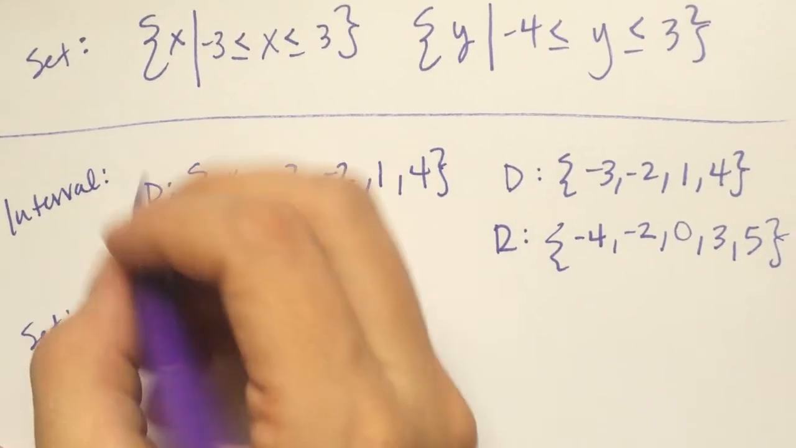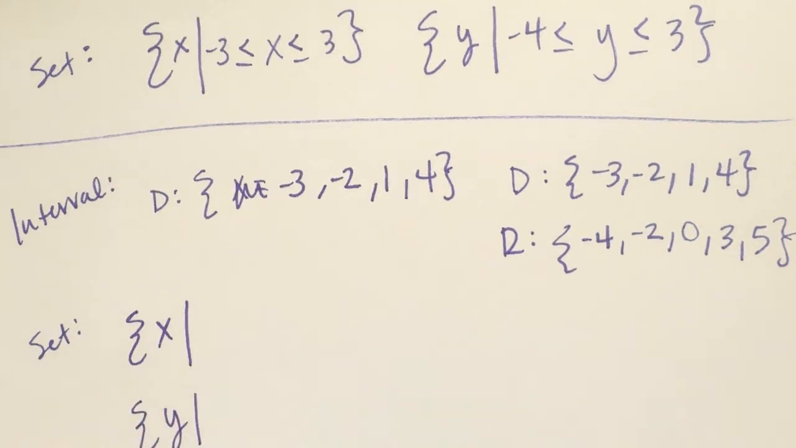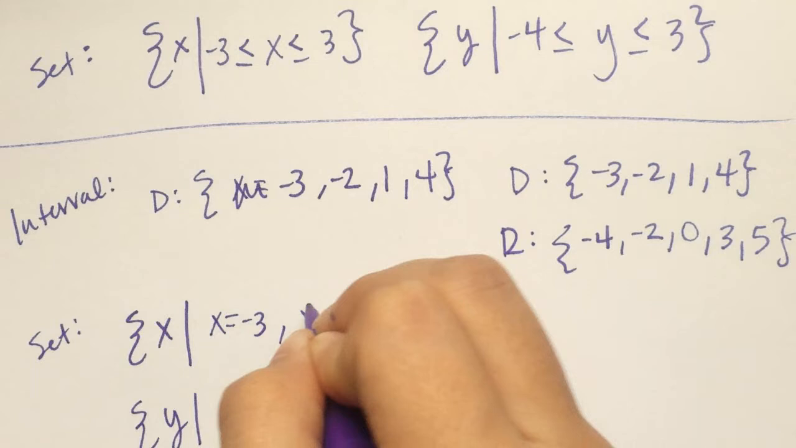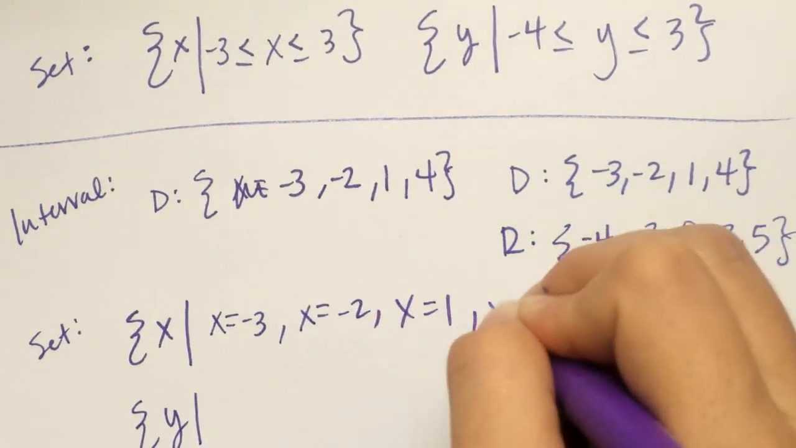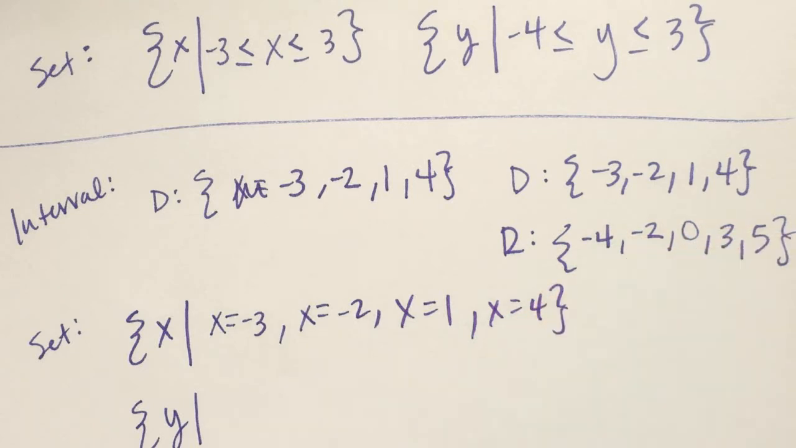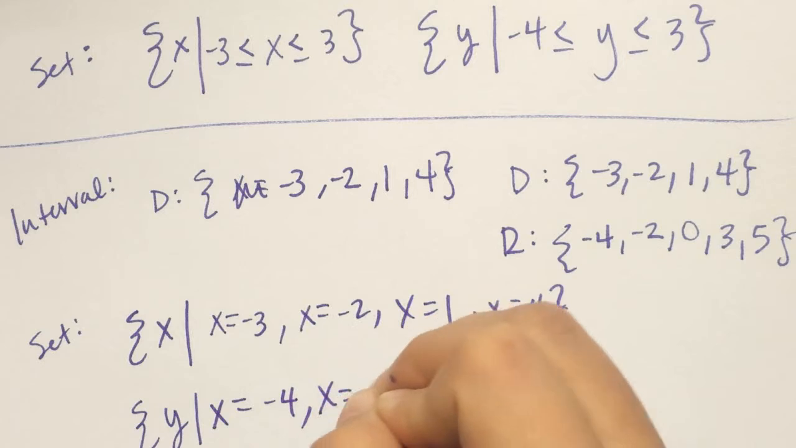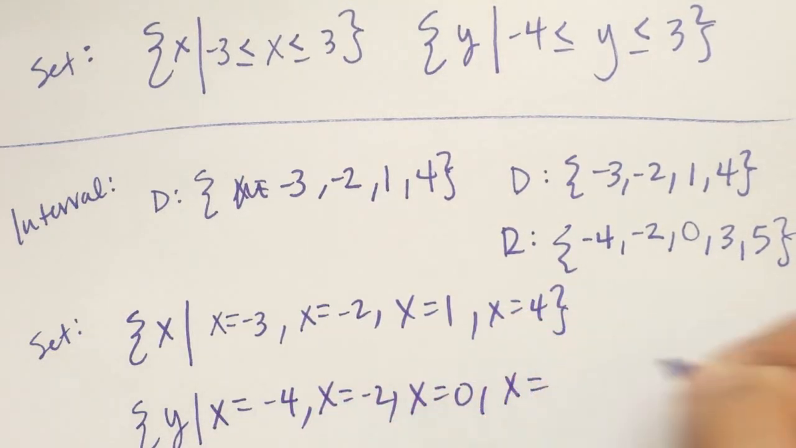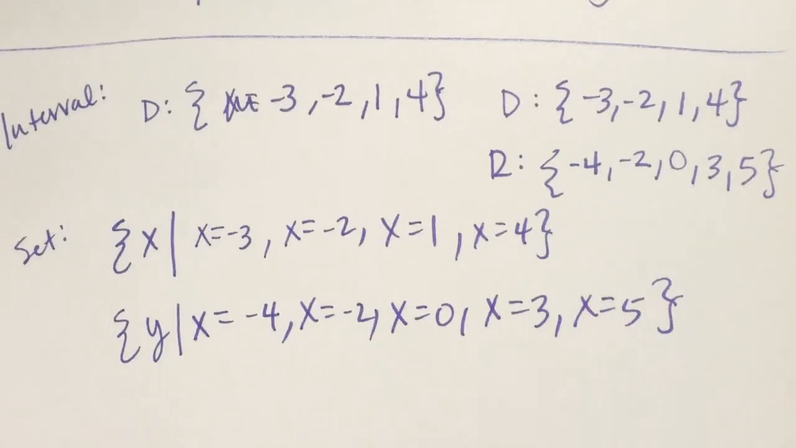Set notation, you're going to do the same thing, but you have your X and your Y, and you're going to actually list them all. So X equals -3, X equals -2, X equals 1, X equals 4. Close your brace. Here, Y equals -4, Y equals -2, Y equals 0, Y equals 3, and Y equals 5. That's it. That's the domain and range for set and interval notation.